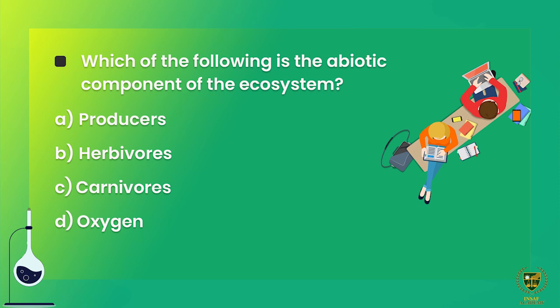So dear students, we studied two components of the ecosystem, biotic and abiotic. Biotic are the living things, the living components, and abiotic are the non-living. So the abiotic components over here: option alpha is producers, no my dear students, that is the biotic component. Beta option is herbivores, that is also a biotic component of the ecosystem. Option Charlie is carnivores, that is also a biotic component of the ecosystem. And option delta is oxygen. So that is the abiotic component of an ecosystem. So it is our correct option.